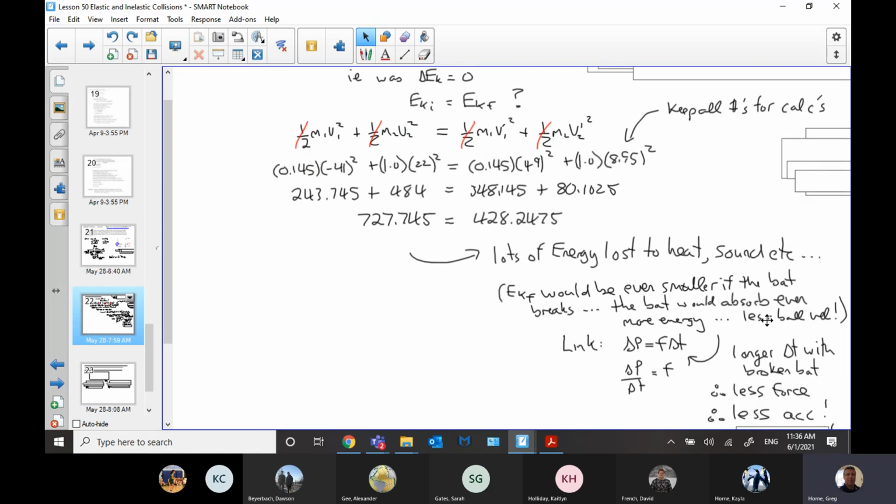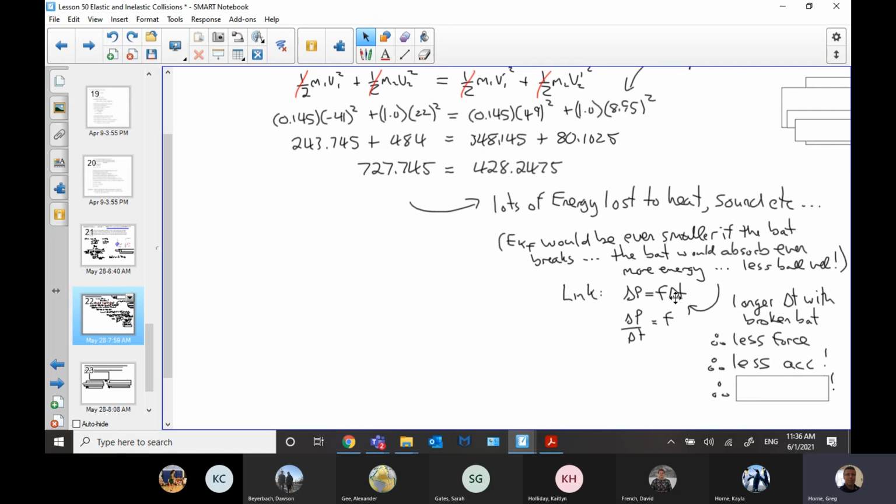Because the bat's breaking, this is actually linking back to the impulse stuff. Because the bat breaks, you end up with the collision lasting longer, which means the contact force to change the momentum is less. So you have less force, less acceleration, less velocity. So there are multiple explanations as to why, if the bat breaks, the ball doesn't go as far, if it wasn't obvious already. But certainly the idea is that the bat absorbs a ton of the energy, because the physical energy of breaking it is absorbed from the velocities.